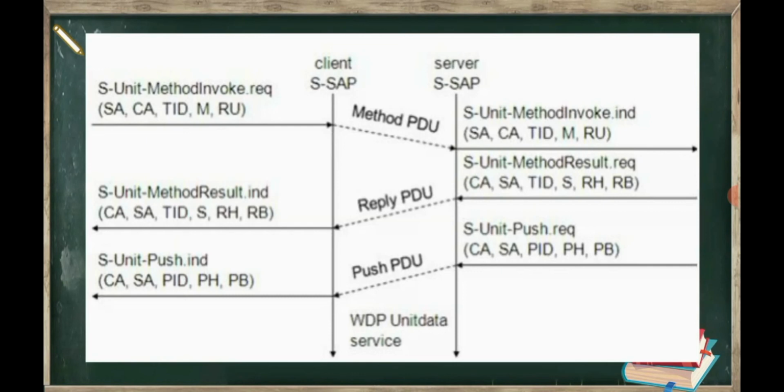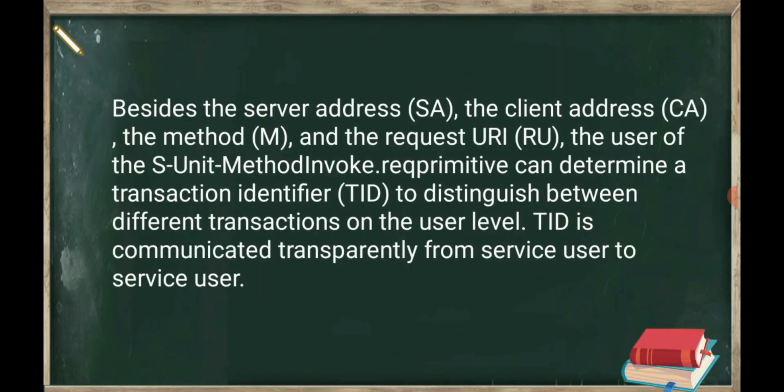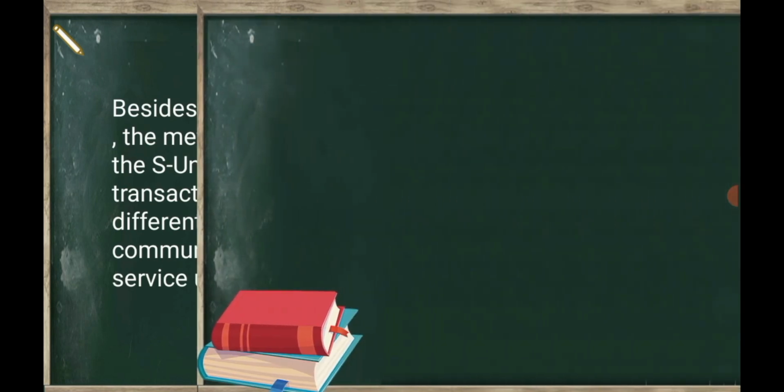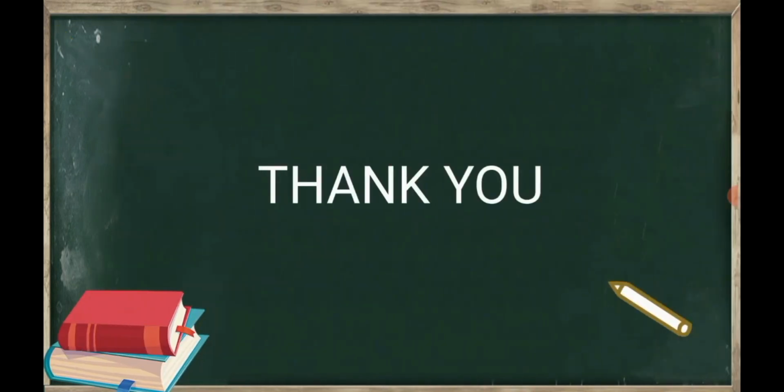Then comes S-Unit-Push.request. Here CA is client address, SA is server address, PID is push identifier, PH is push header, PB is push body. It is the same in S-Unit-Push.ind. So this is all about WSP/B as a connectionless service. This is all about the topic wireless session protocol. Thank you.